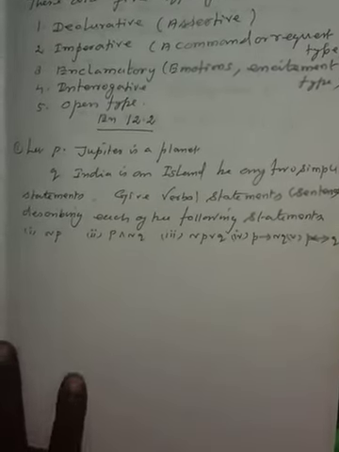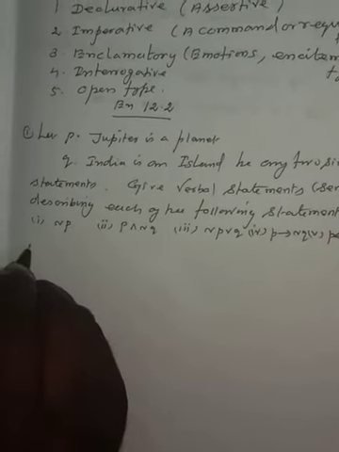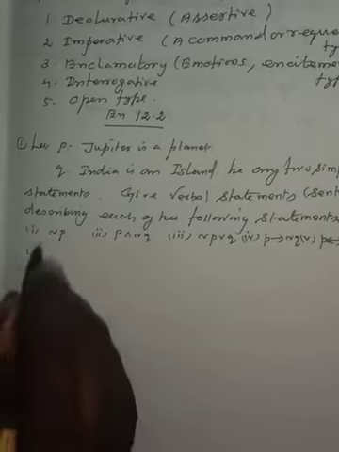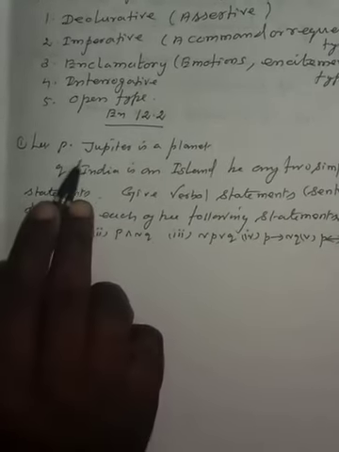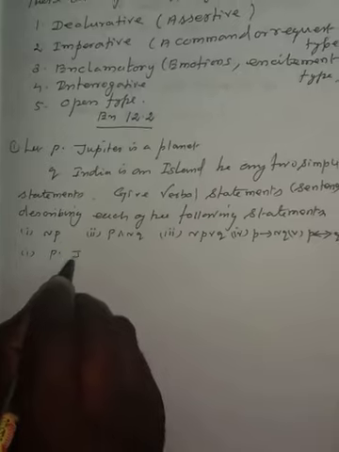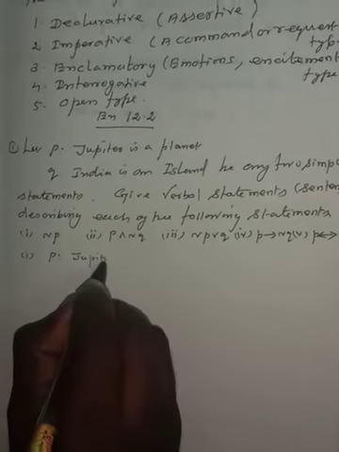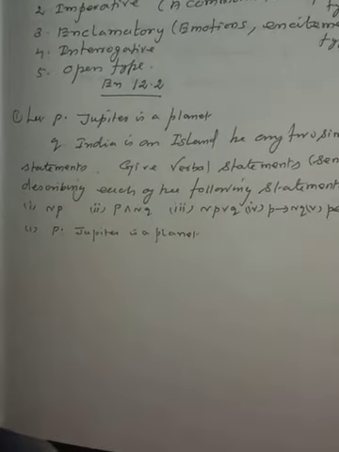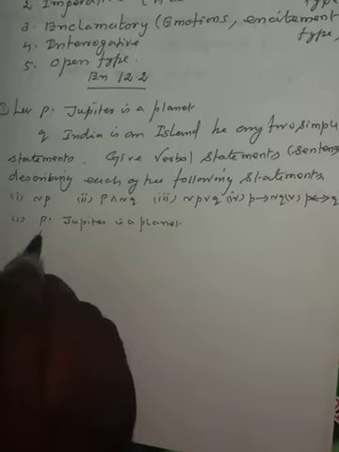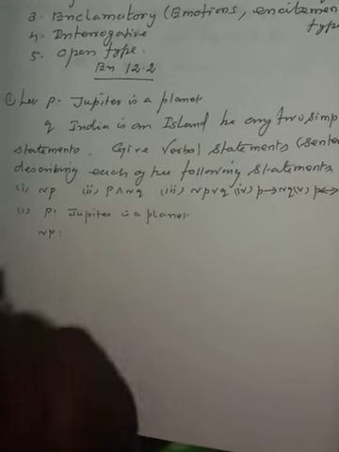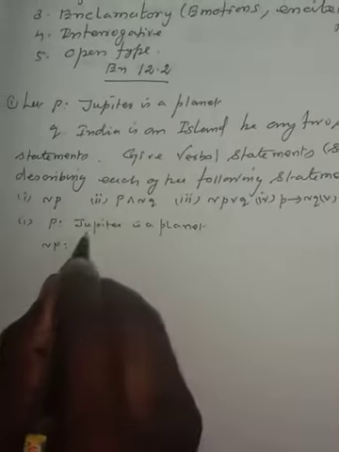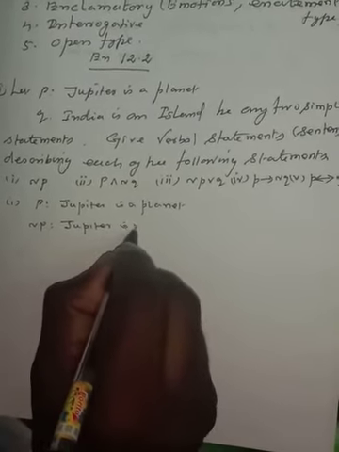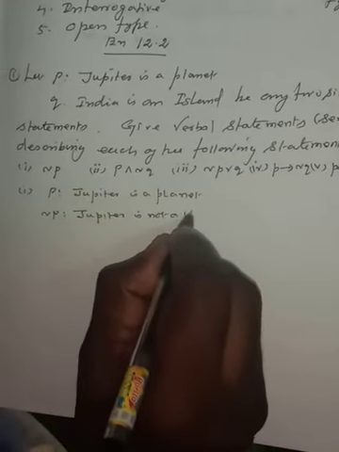Okay. Now, number 1. P is Jupiter is a planet. Negation of P is Jupiter is not a planet.